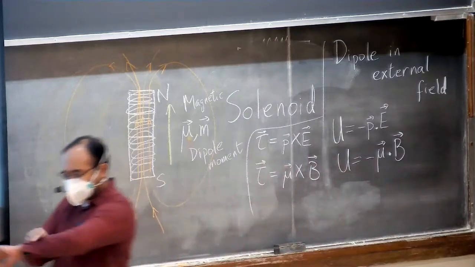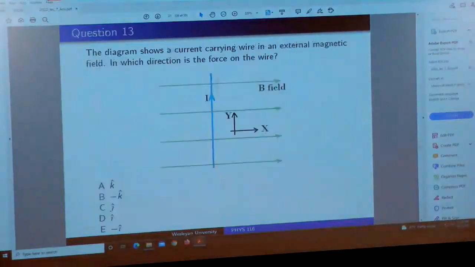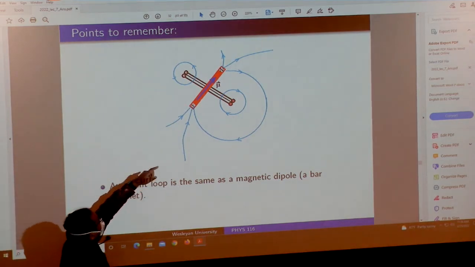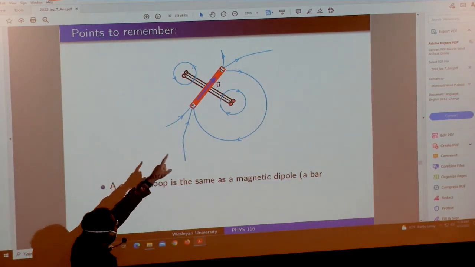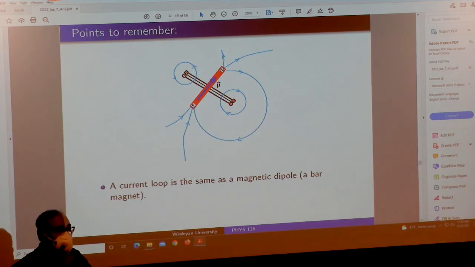Okay, so let's do one quick question and then a demo. Okay, I'll come back to that. So this is just showing that if you have a loop of wire, you can treat it like a bar magnet. And there is again another right-hand rule. Oh, question. Sorry, I'll do the question first then. Good question.